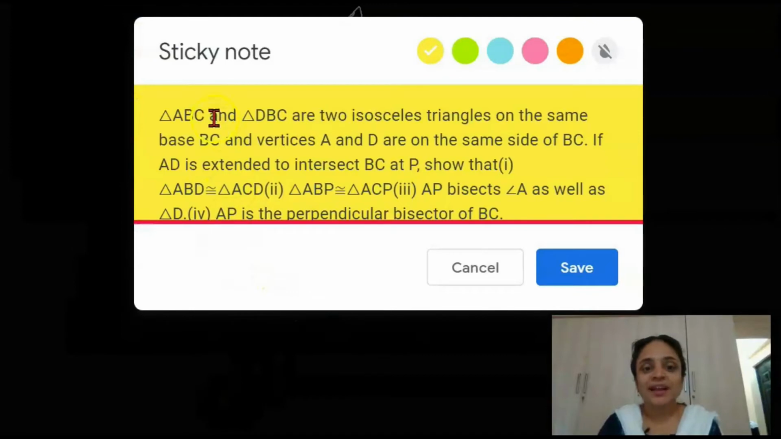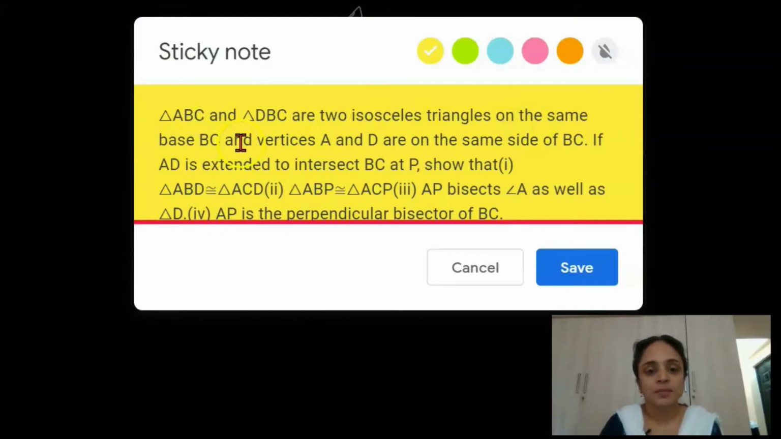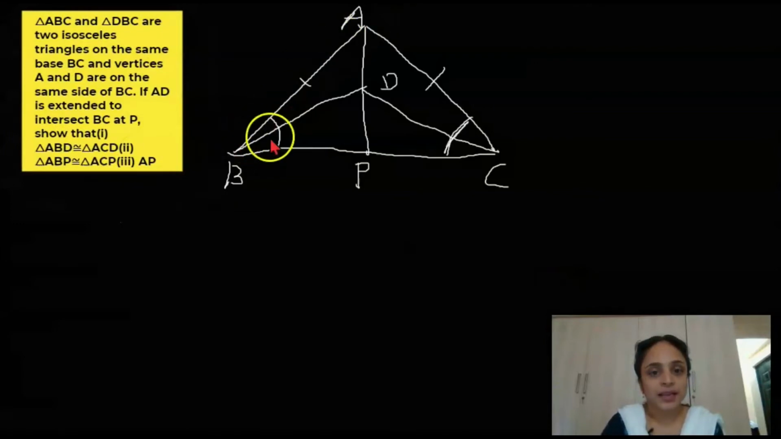First question is: triangle ABC and triangle DBC are two isosceles triangles on the same base BC and vertices A and D are on the same side of BC. If AD is extended to intersect BC at P, show that triangle ABD is congruent to triangle ACD, then triangle ABP is congruent to triangle ACP, AP bisects angle A as well as angle D, and AP is the perpendicular bisector of BC. First, we'll prove that triangle ABD is congruent to triangle ACD.